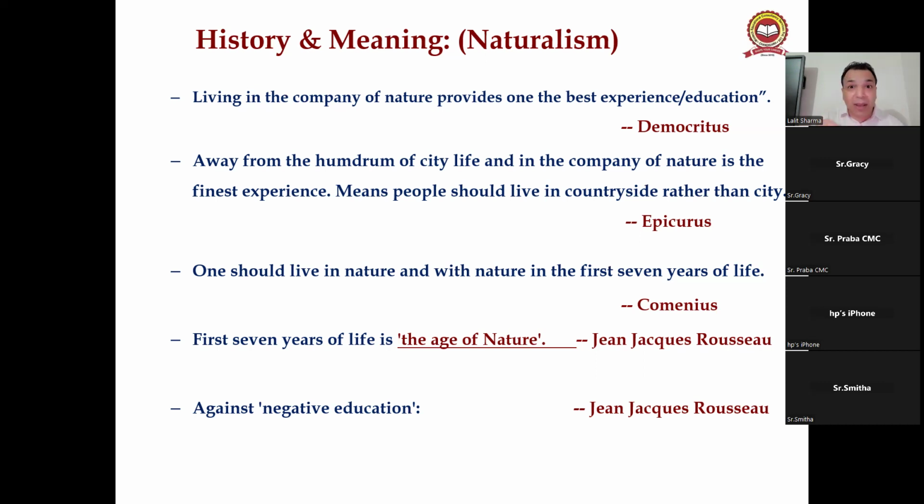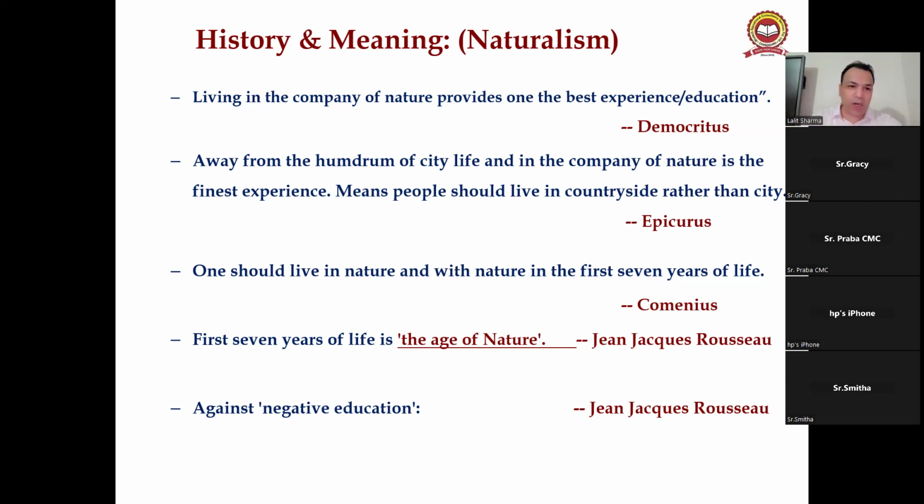Epicurus has said that away from the humdrum of the city life, there is a lot of noise now in the city life, away from it and in the company of nature is the finest experience. It means people should live in the countryside rather than the city. You would agree with me. Now some have started moving again to the villages. In the last 10, 20 years, people came from villages to the city. Now for peace, they are coming back to the countryside.